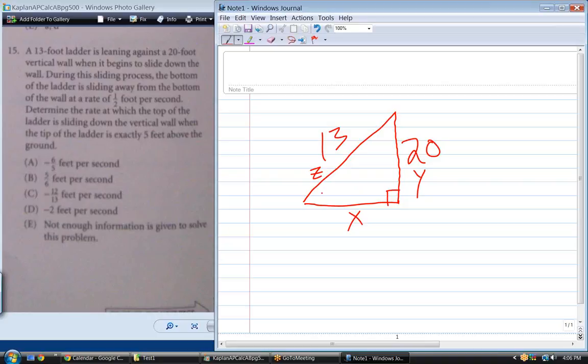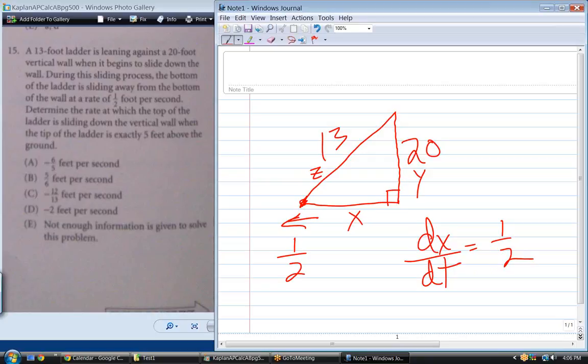So when they tell me that this point right here is sliding in that direction at 1/2 foot per second, what does 1/2 foot per second translate to in terms of differentials? That's dx/dt. Right. That's what that means, dx/dt is 1/2, and it's a positive 1/2. It's getting 1/2 foot bigger every second. It's not sliding closer to the wall, in which case it would be a negative 1/2. It's sliding away from the wall.